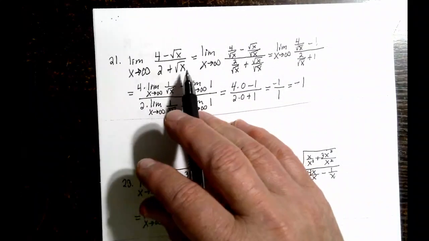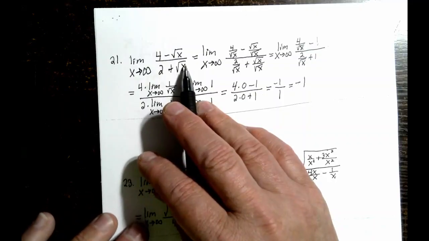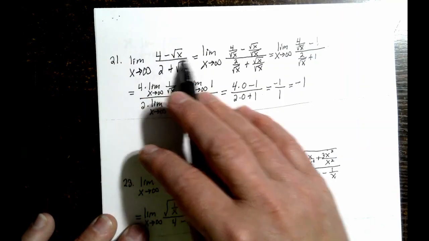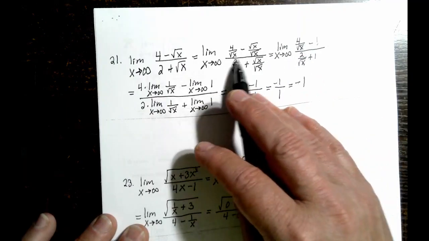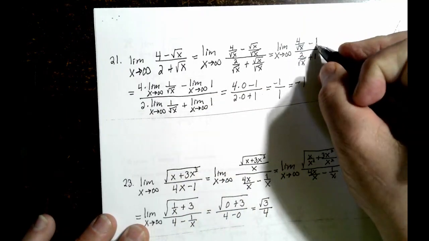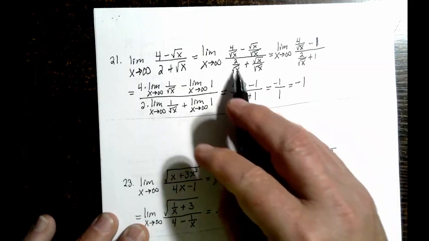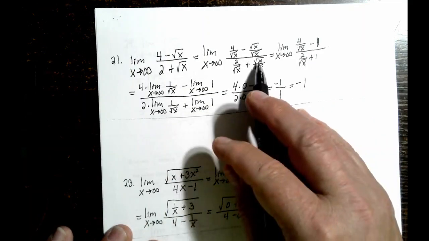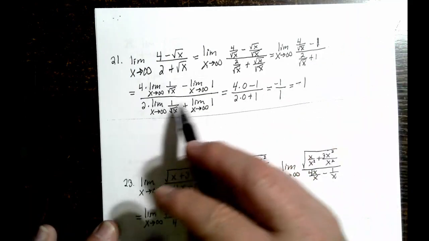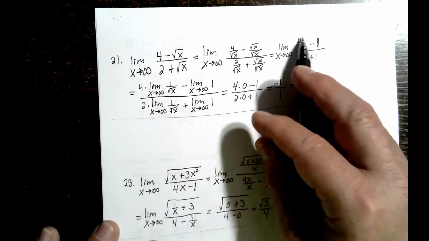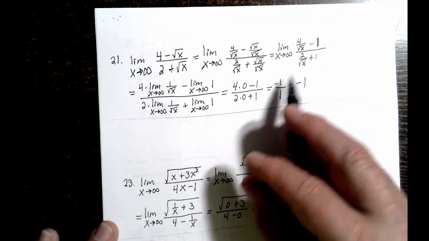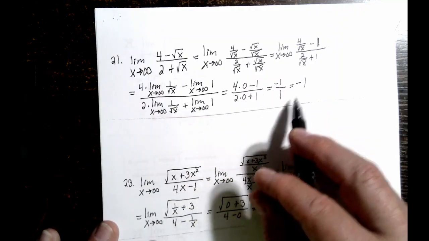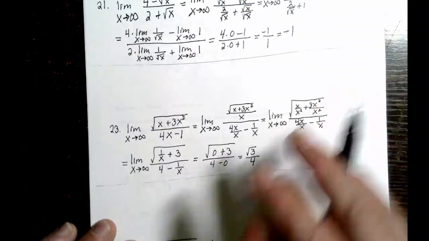Here your highest power is x to the 1/2, or square root, so you divide by the square root of x everywhere. And here you just get 4 over square root of x, but here you get a 1. And here you get 2 over square root of x, and there you get a 1. Now as you plug in infinity, your denominator explodes, and that goes to 0, and that goes to 0. So you're left with negative 1 over 1, which is just negative 1.